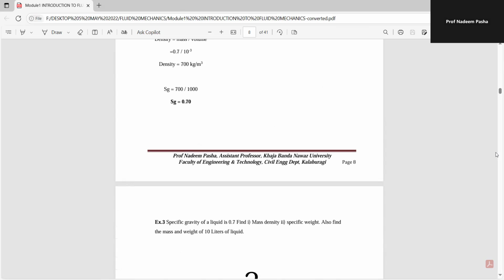How will you calculate it? Specific gravity is the density of the fluid divided by the density of the standard fluid, that is, the density of water. The density of petrol we just calculated as 700, and the density of water is 1000. So if you do the calculation, it comes out to be 0.7, and it is a dimensionless quantity. So I hope you have got a command on the numericals.